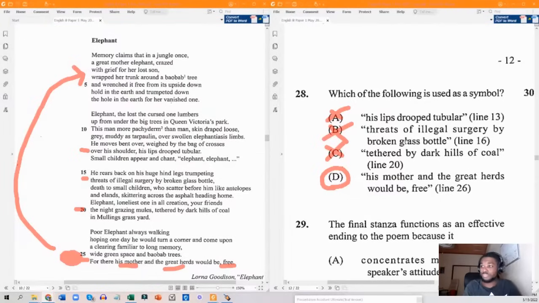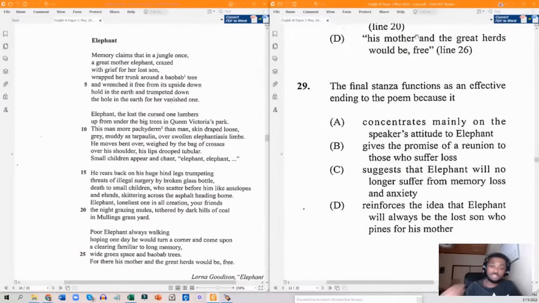All right, let's jump down to 29. The final stanza functions as an effective ending to the poem because what? So why is this an effective ending to the poem?